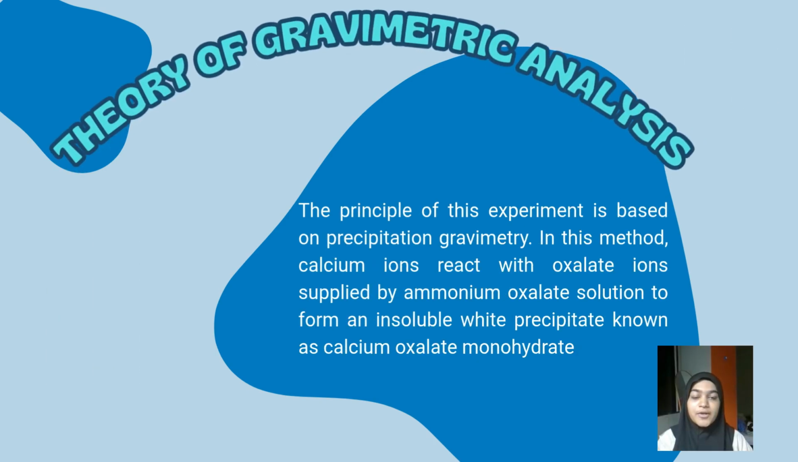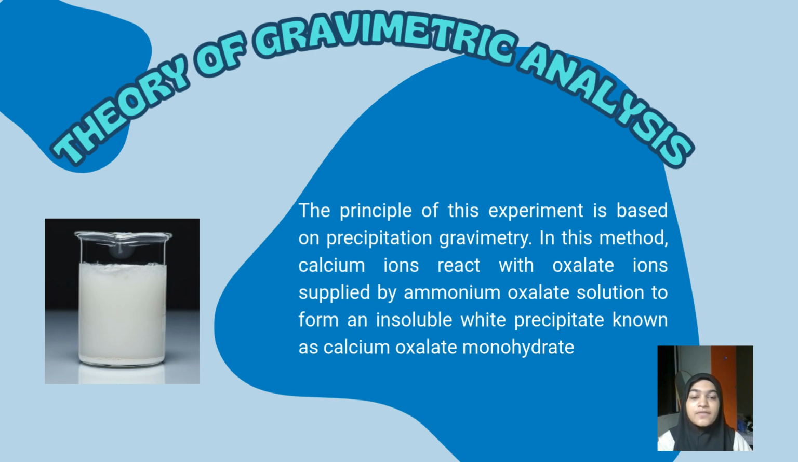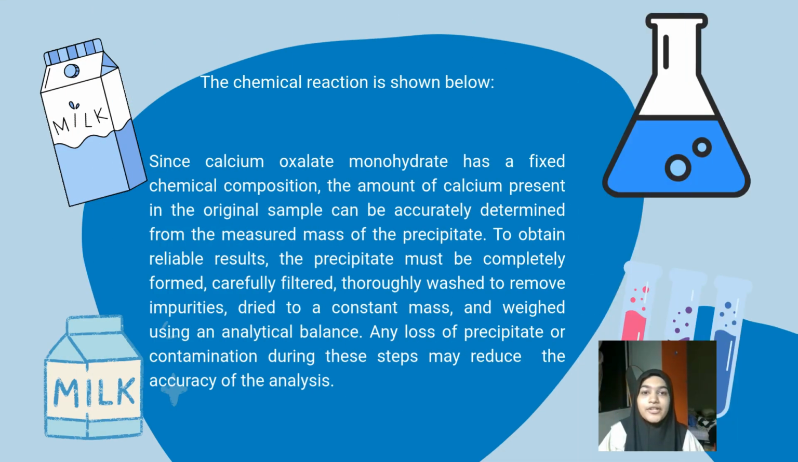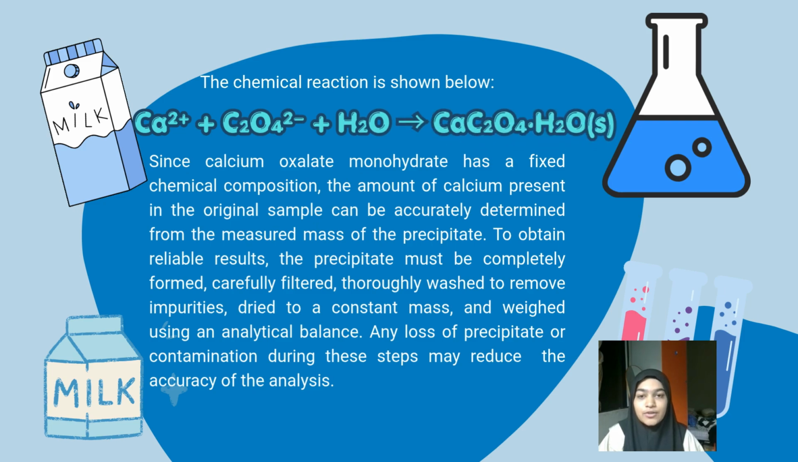For the theory of gravimetric analysis, the principle of this experiment is based on precipitation gravimetry. In this method, calcium ions react with oxalate ions supplied by ammonium oxalate solution to form an insoluble white precipitate known as calcium oxalate monohydrate. The chemical reaction is shown below. Ca2+ will react with C2O4 2- with water to form CaC2O4·H2O in the form of solid.